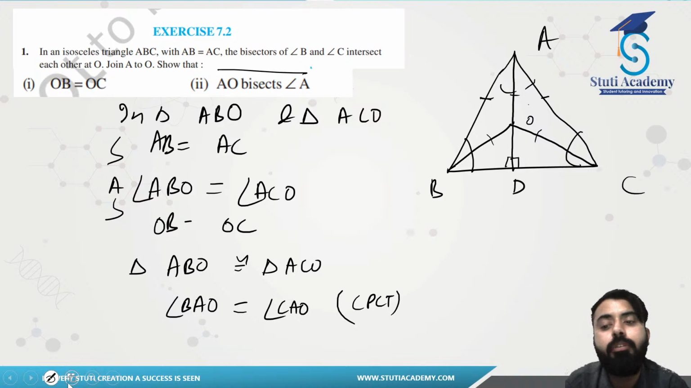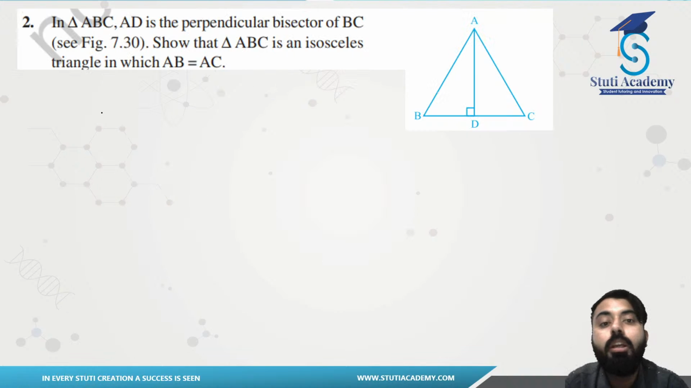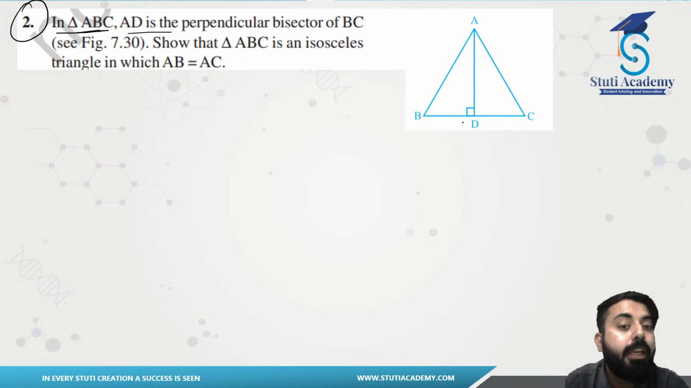Now let's see what we have in the next part. So we have this question with us. In triangle ABC, AD is the perpendicular bisector of BC. That means this is 90 degrees right here, and it is bisecting the base into two equal parts. That means BD is equal to CD. We have to show that ABC is an isosceles triangle in which AB is equal to AC.